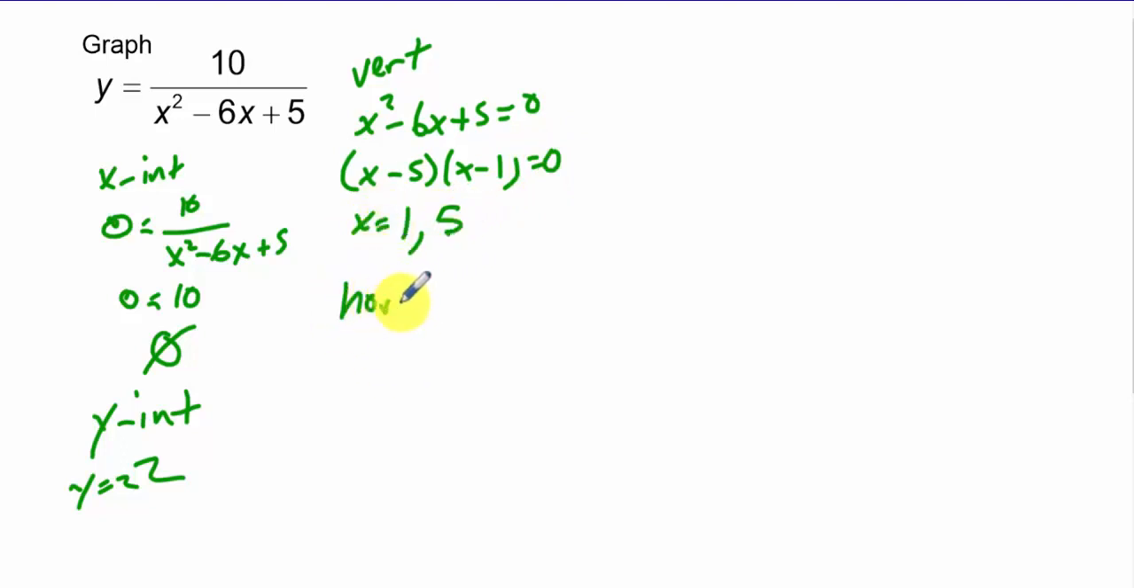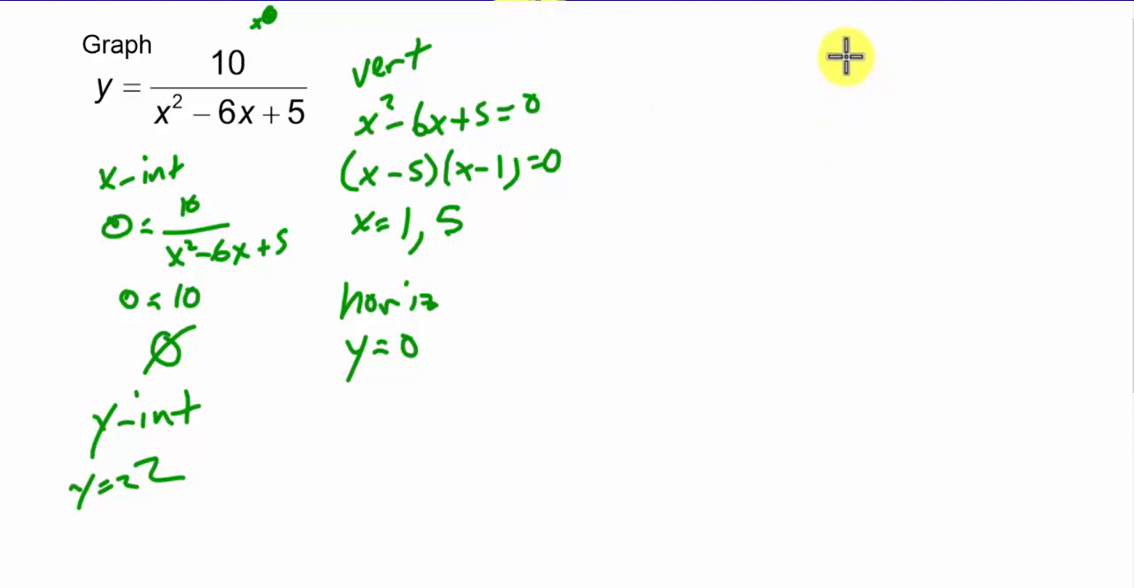And then the horizontal, we have to look at the degrees. You'll notice here that the degree of the numerator is actually x to the 0 power, and anything to the 0 power is 1. That's why there's no x here. And this is x squared. So clearly the degree of the denominator is greater than the degree of the numerator. So y equals 0 is our horizontal asymptote.